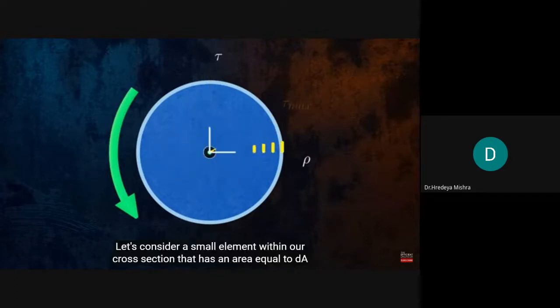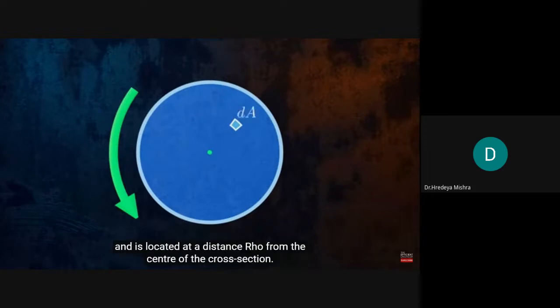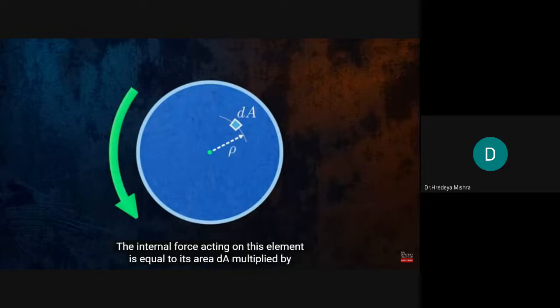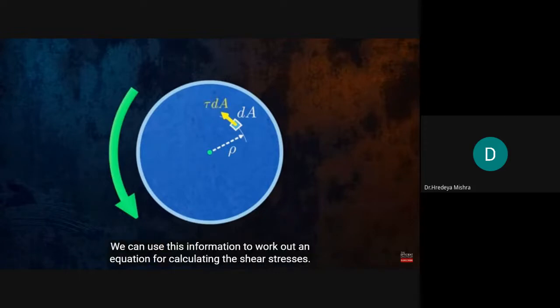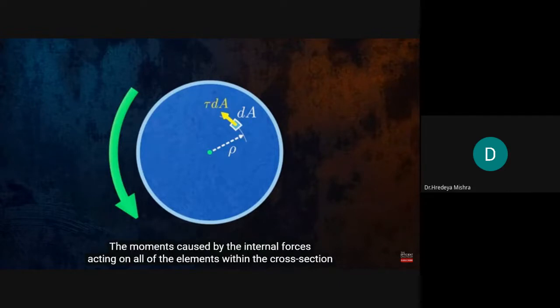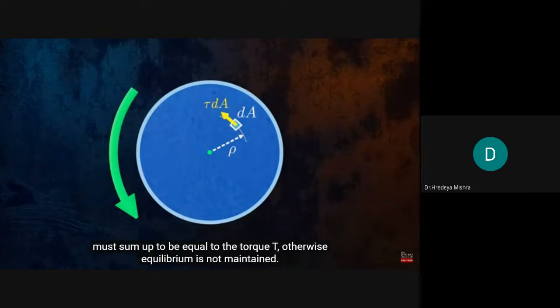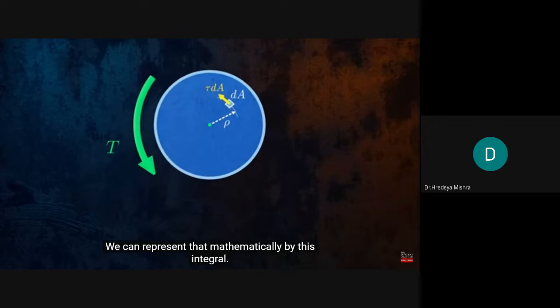Let's consider a small element within our cross-section that has an area equal to dA and is located at a distance ρ from the center of the cross-section. The internal force acting on this element is equal to its area, dA, multiplied by the shear stress tau. We can use this information to work out an equation for calculating the shear stresses. The moments caused by the internal forces acting on all of the elements within the cross-section must sum up to be equal to the torque T. Otherwise, equilibrium is not maintained. We can represent that mathematically by this integral.